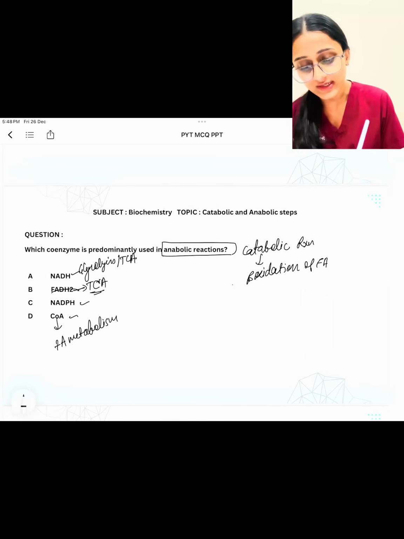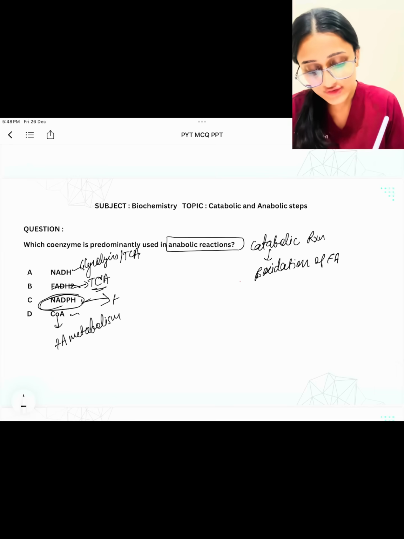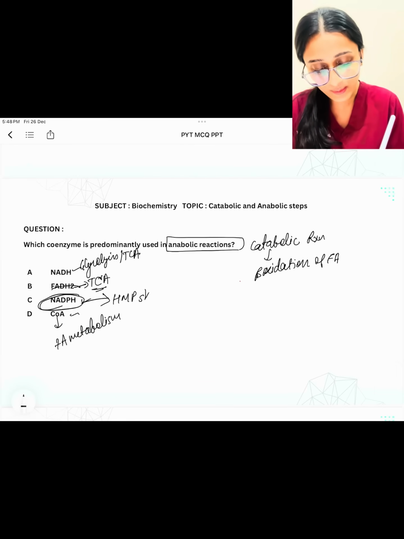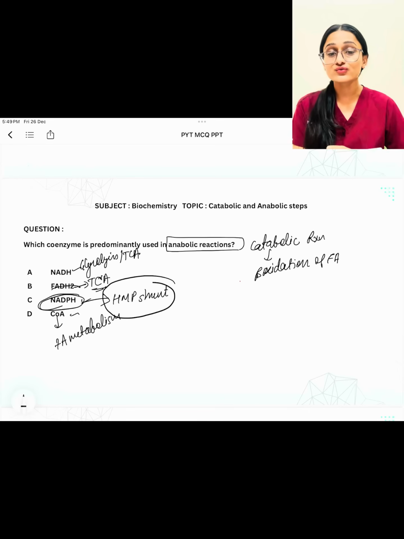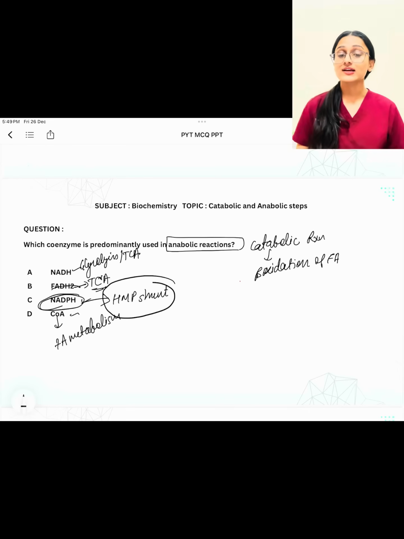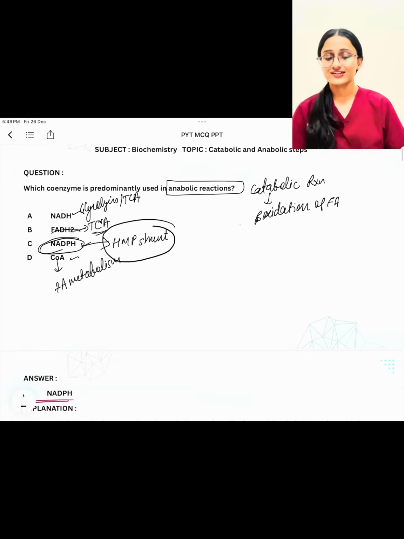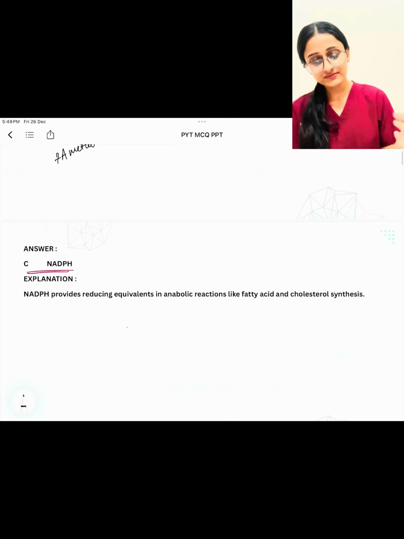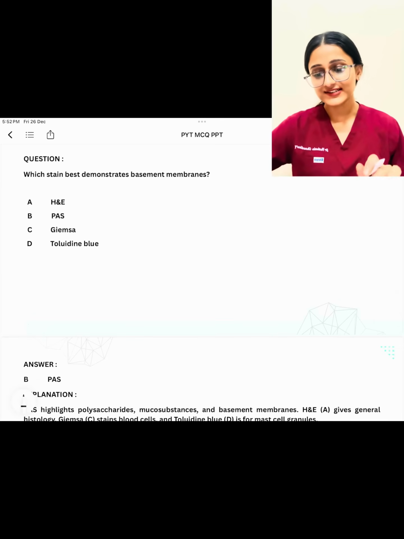So NADPH will be the answer, because NADPH we derive from the HMP shunt, and further this NADPH is used for synthesis of so many things like cholesterol synthesis, steroid hormone synthesis, fatty acid synthesis. So yes, everything is being synthesized, so that's why it is used in anabolic reaction. Okay, let's proceed with the next question.